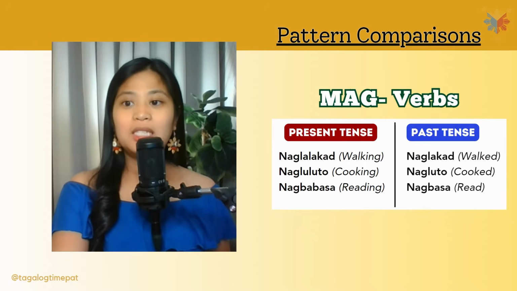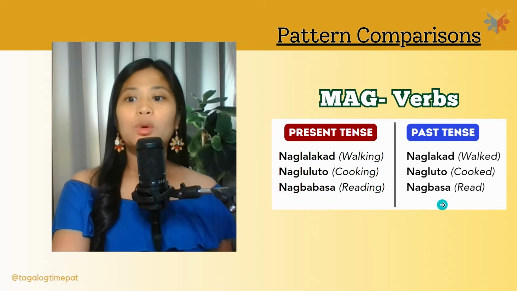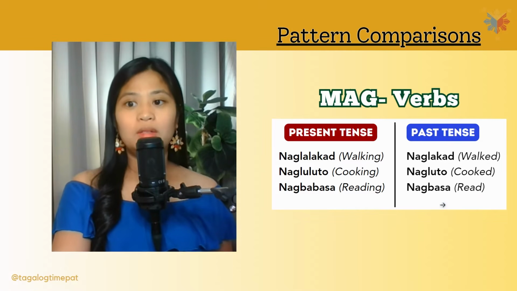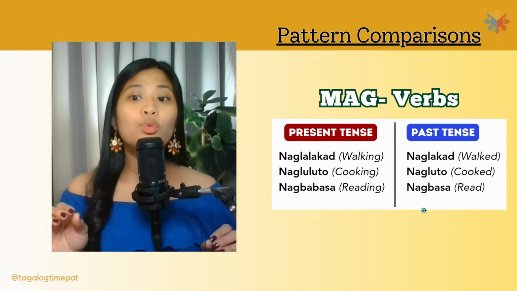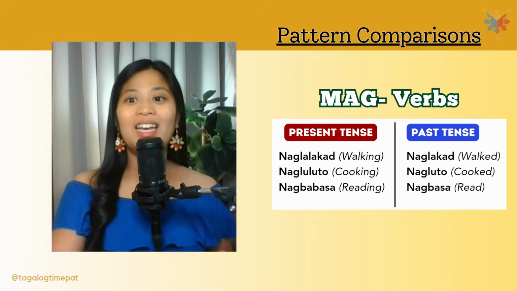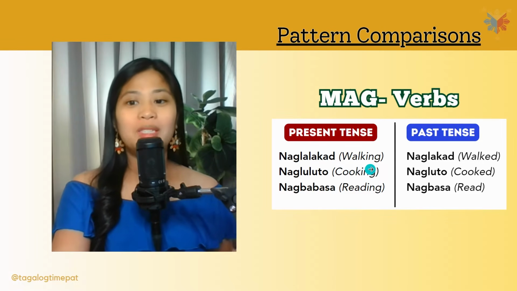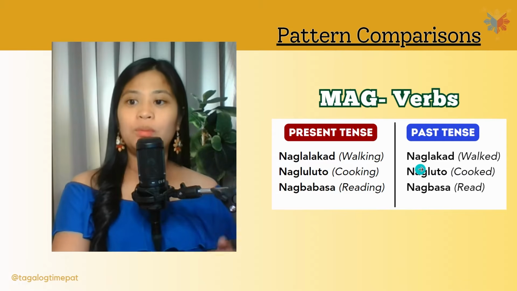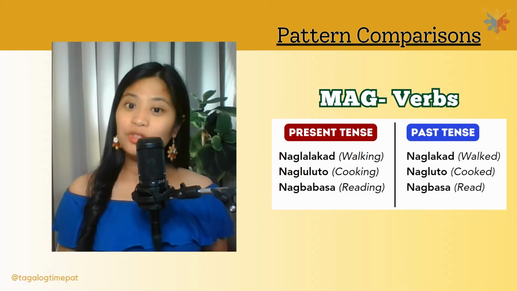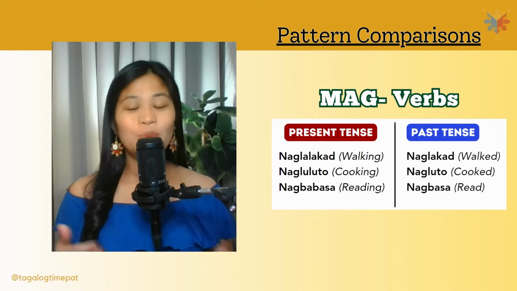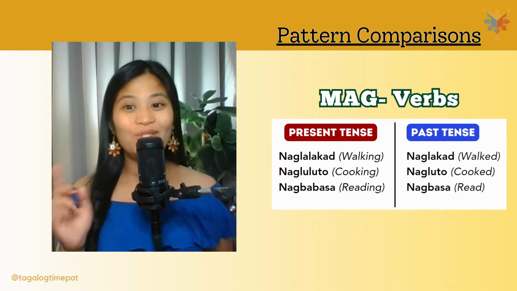Now let's compare these to the past tense conjugation. This is what we learned today. So naglakad is walked. Nagluto is cooked. Nagbasa is read. So there is a slight difference here from the present tense to the past tense. There's no repeated sound, right? So naglalakad ako means I'm walking. Naglakad ako means I walked. So the difference between the tenses can be a little subtle. It's one of those things that you have to train your ear for, right?